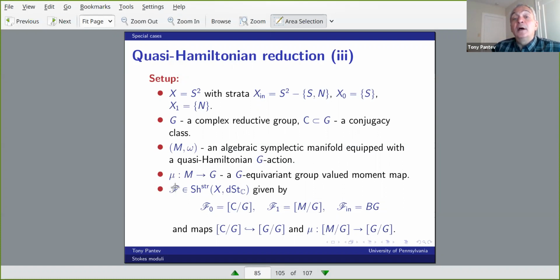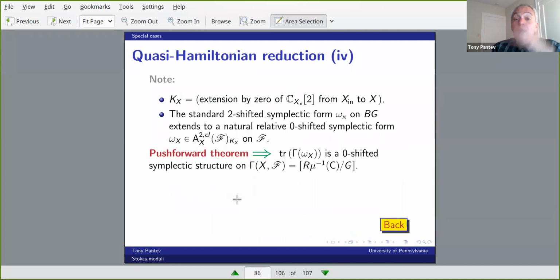Now you get a constructible sheaf on the two-sphere. So at the two poles, you get the conjugacy class modulo G and M modulo G, and on the cylinder, you get just BG. And BG is symplectic because G is reductive. So the choice of a Killing form gives you a two-shifted symplectic form on BG. And the map from C mod G to G mod G and the moment map from M mod G to G mod G, these are Lagrangian. So these co-specialization maps give you a relative symplectic structure on this constructible sheaf of stacks.